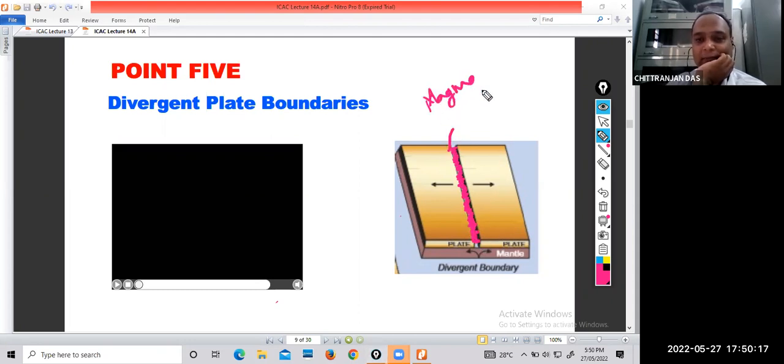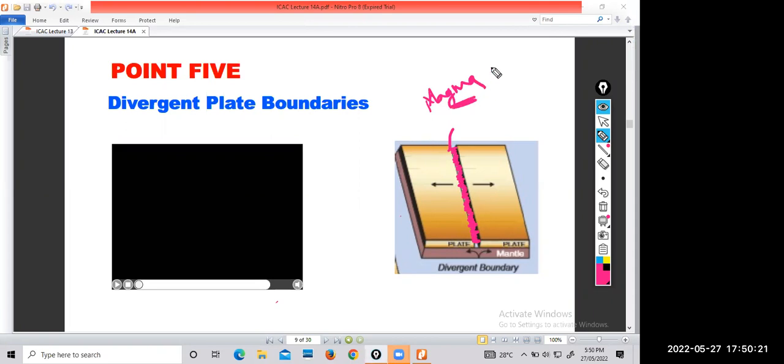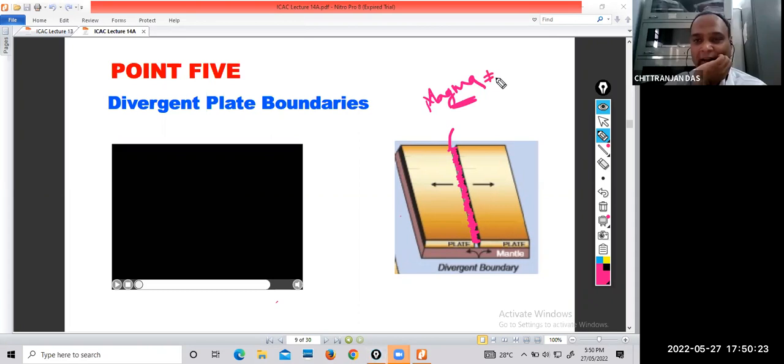Magma? Yes or no? Yes, sir. So it will lead to what? It will lead to volcanic activity. It will lead to earthquakes, and it also leads to formation of faults.